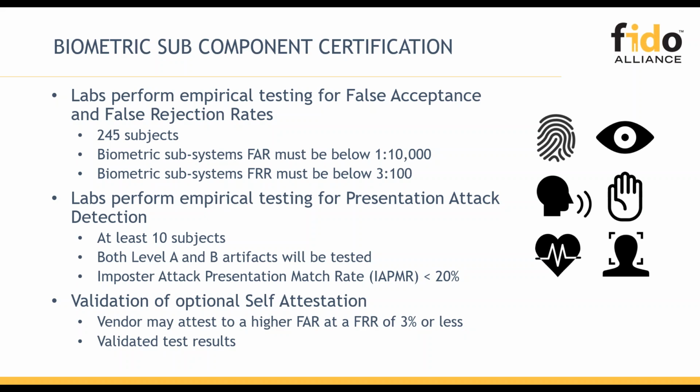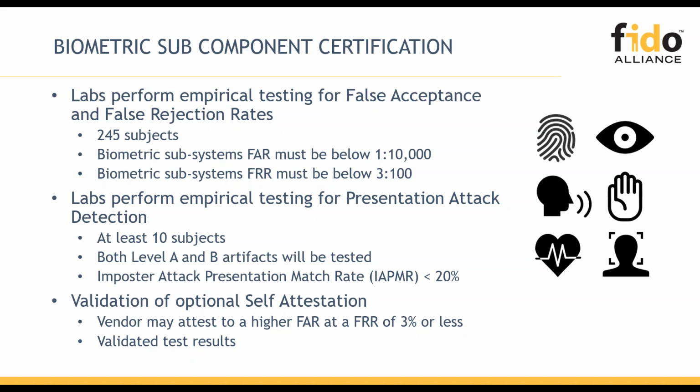Currently, the program as implemented in the initial stages is that we are looking at just testing at level A and B. With the 10 subjects, you need at least 6 level A and 4 level B. And of those, 5 level A have to be less than 20% and all less than 50. 3 level B have to be less than 20% of the imposter attack presentation match rate, and all less than 50. So those are the requirements.